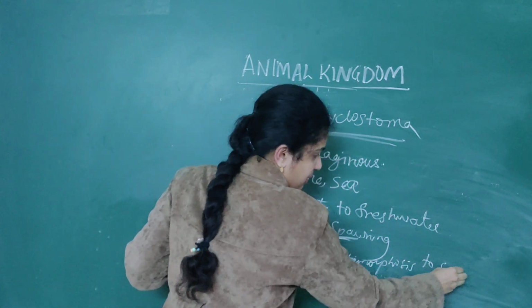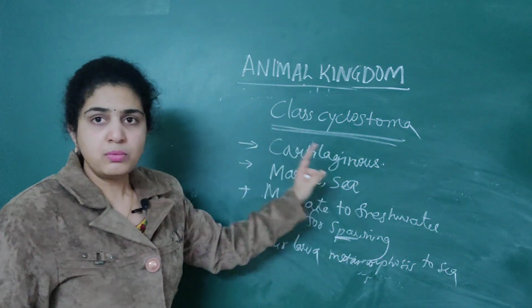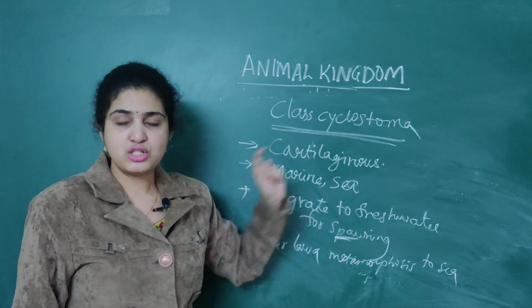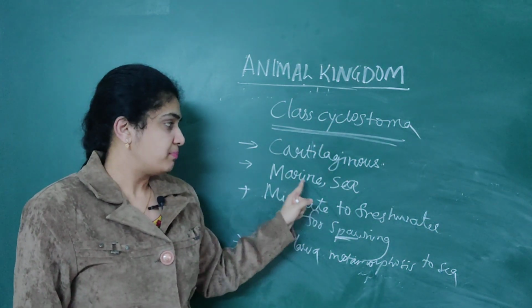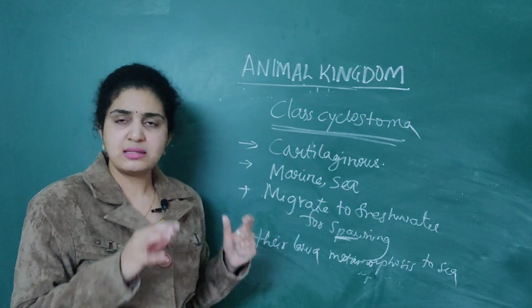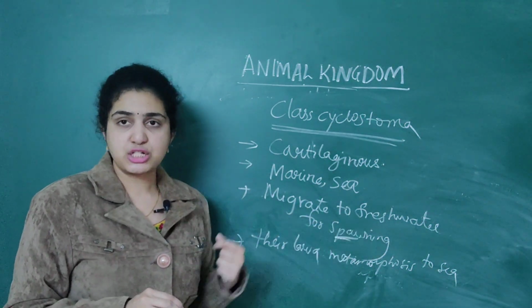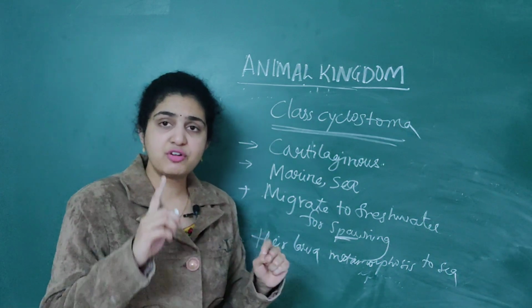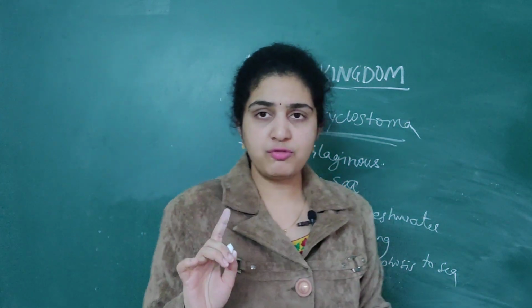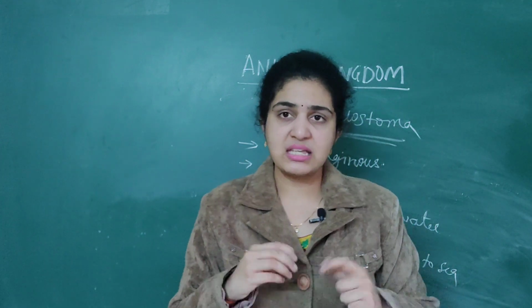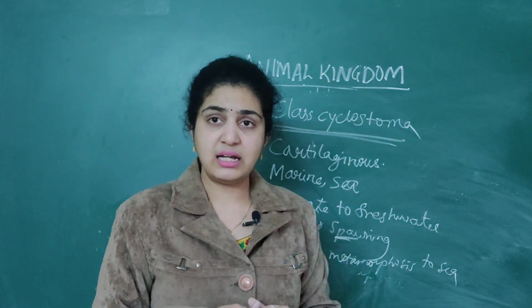Their larva metamorphoses to sea. So these are cartilaginous. Next, they are marine. They are mostly seen in marine, that is in the sea. They migrate to fresh water for spawning. Only for spawning they migrate to fresh water. Some days later they will live in fresh water and they will die.